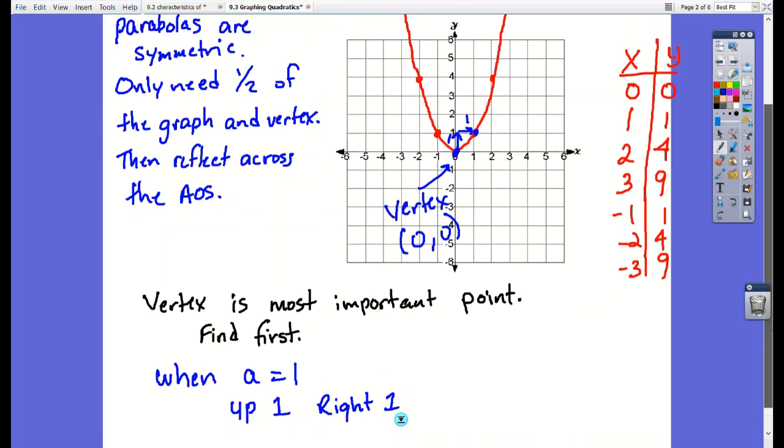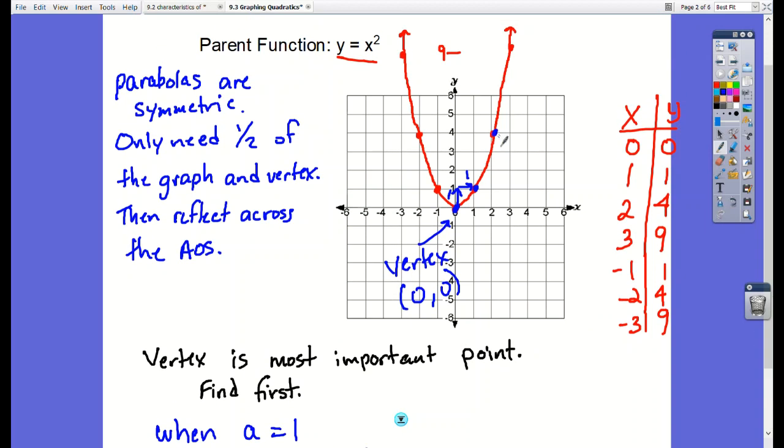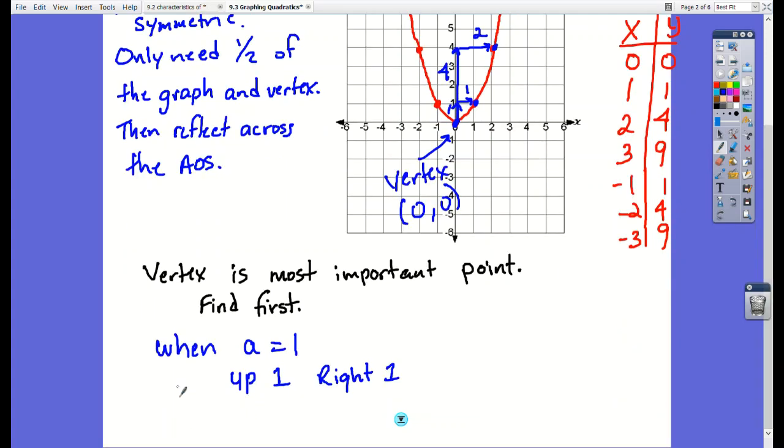All right, then let's look at our next point. Our next point is right here. We're going to go up 4, right 2. This is still when A is 1. Our next points: this is the first point and the second point.